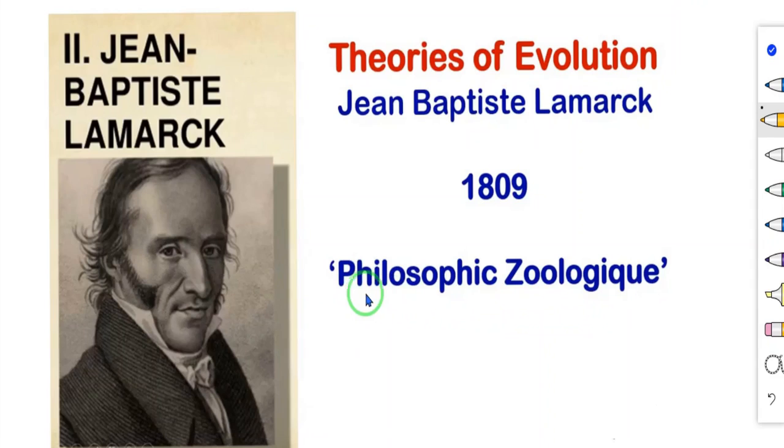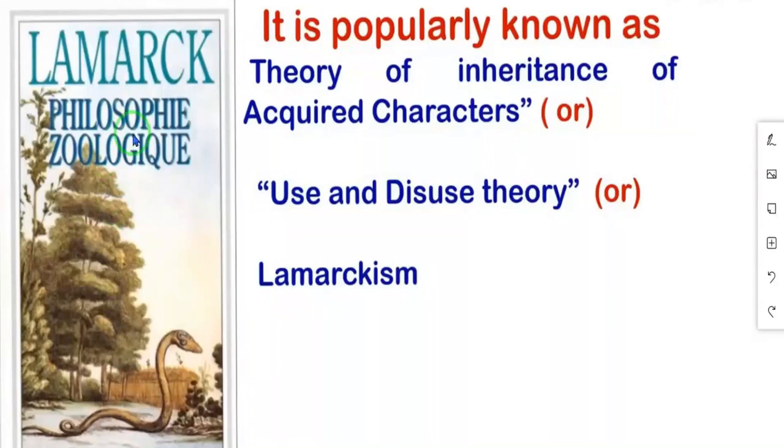The name of the book is Philosophie Zoologique, and the year is 1809. This is the book of Lamarck. This theory is popularly known as Theory of Inheritance of Acquired Characters, or Use and Disuse Theory, or Lamarckism. So what are the three names? Theory of Inheritance of Acquired Characters, Use and Disuse Theory, and Lamarckism.